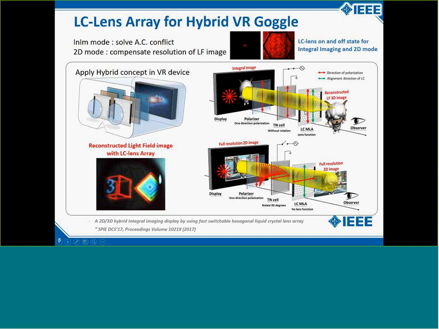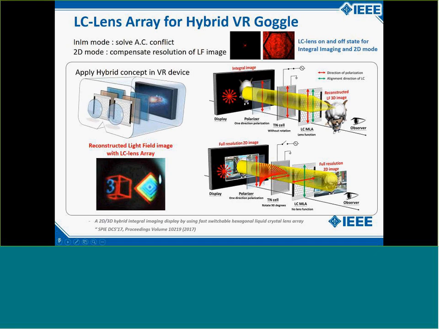And we combine this liquid crystal lens array as a kind of imaging element in the virtual reality goggle, so we have 3D integral images here. This liquid crystal lens can also be switched on and off. When you switch it on, it forms light field 3D images. When you switch it off, it gives full resolution 2D images. So we quickly switch between 2D and 3D, at 120 hertz switching.